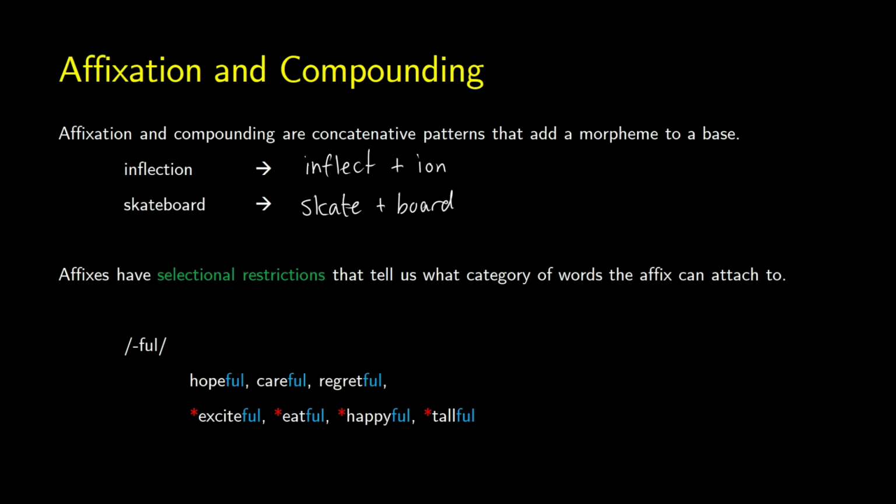So when we have these little suffixes like ion, we have to ask ourselves, what can it attach to? So in order to check things out, we can take a look at what are called the selectional restrictions of an affix. So the selectional restrictions are going to tell us what this affix full can attach to. What category of words is it attached to? So we have some examples here.